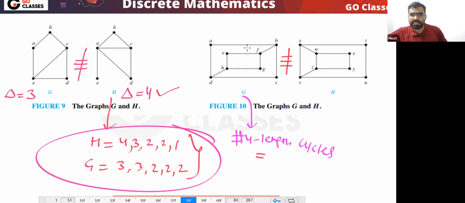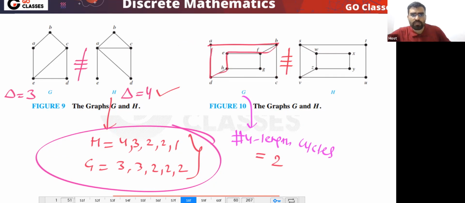So here, the number of 4 length cycles: if you notice, this is a 4 length cycle 1. This is another 4 length cycle 2. Do we have another 4 length cycle? Is there any other 4 length cycle? In this G, we have only 2 4 length cycles. See, this is a 4 length cycle. This is a 4 length cycle. If you notice, there is no other 4 length cycle.